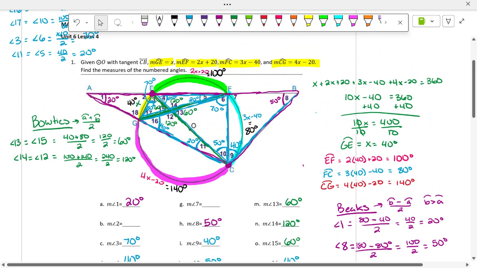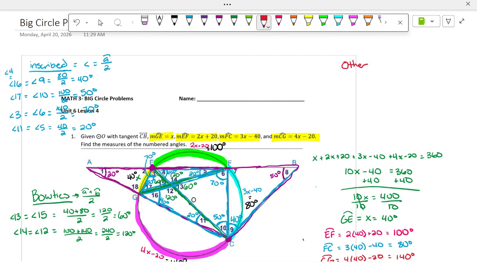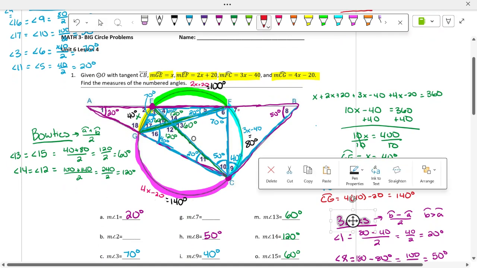Now, the last couple of angles don't actually have a special property. They are what I call the other. So in other words, they use other properties, whether that be the triangle sum property or linear pair. In other words, they're going to be something equaling 180 of some sort. So, let's start with 7.